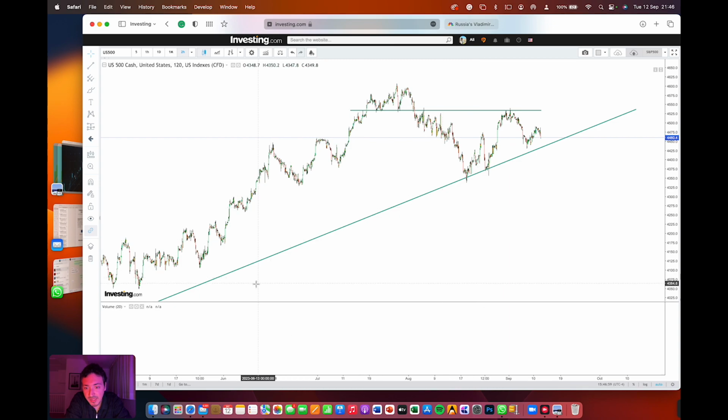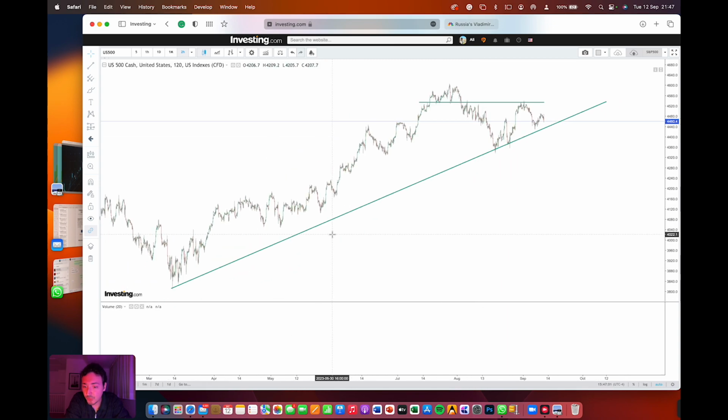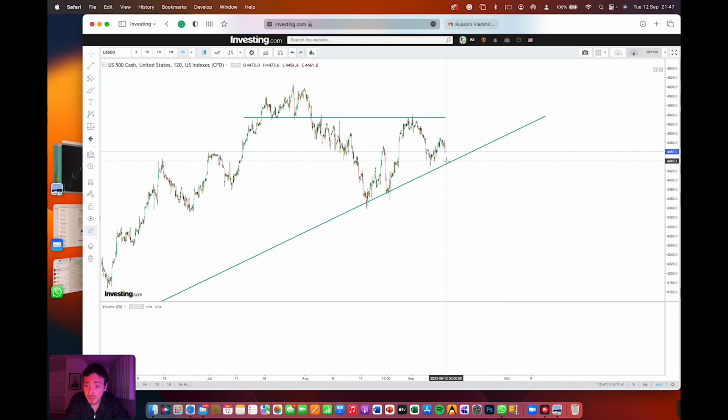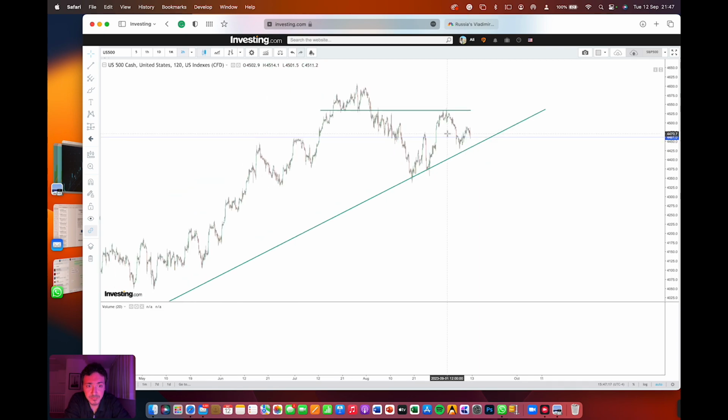This line I drew earlier is really the long-term line, which starts since March this year. So since March we are really in an uptrend, and I believe if this support holds, as we can see, we are now very close to this support line, we will go higher.